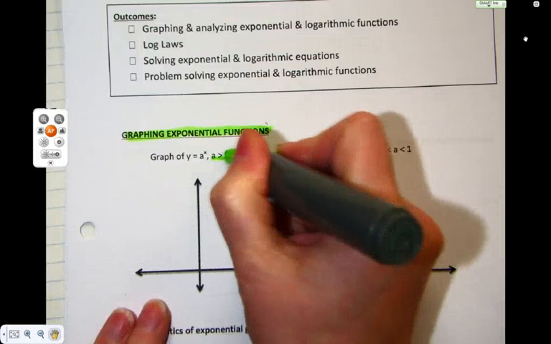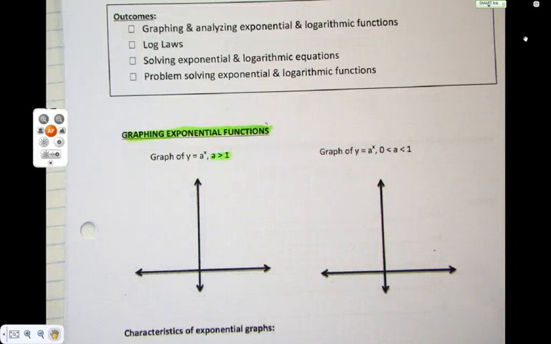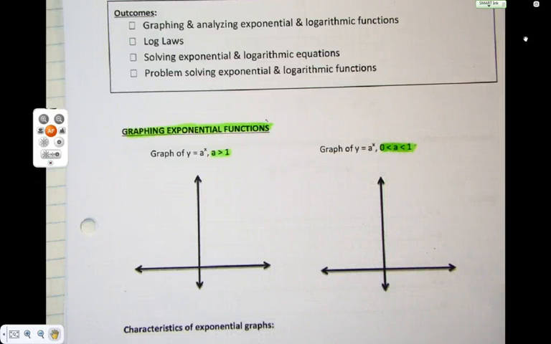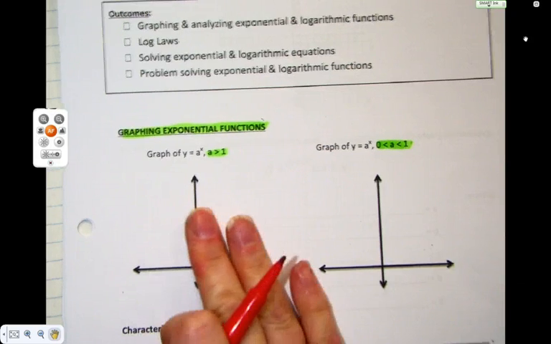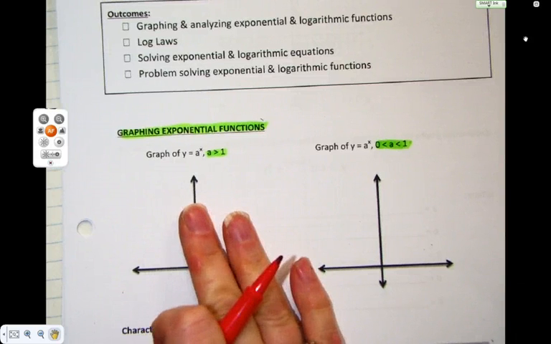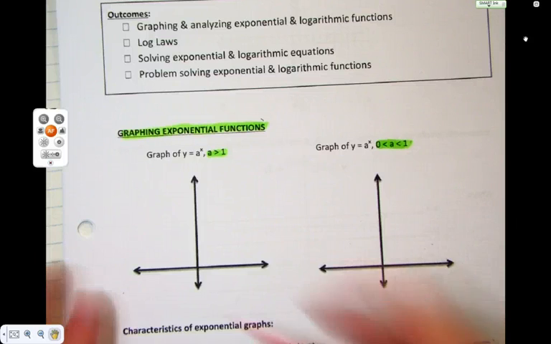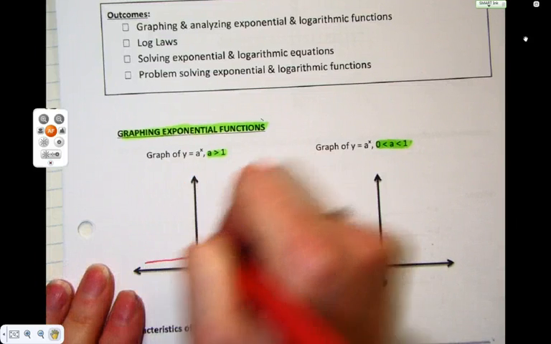Look at, this is when the base is greater than 1. And the second one will be 0 less than a less than 1. What does that notation mean? So it's between 0 and 1, so it's a fraction. Okay, so this might be 2 to the x, 3 to the x, 5 to the x, 10 to the x. This will be 1/2 to the x, 1/4 to the x. Exactly. So this one you already saw goes like this.